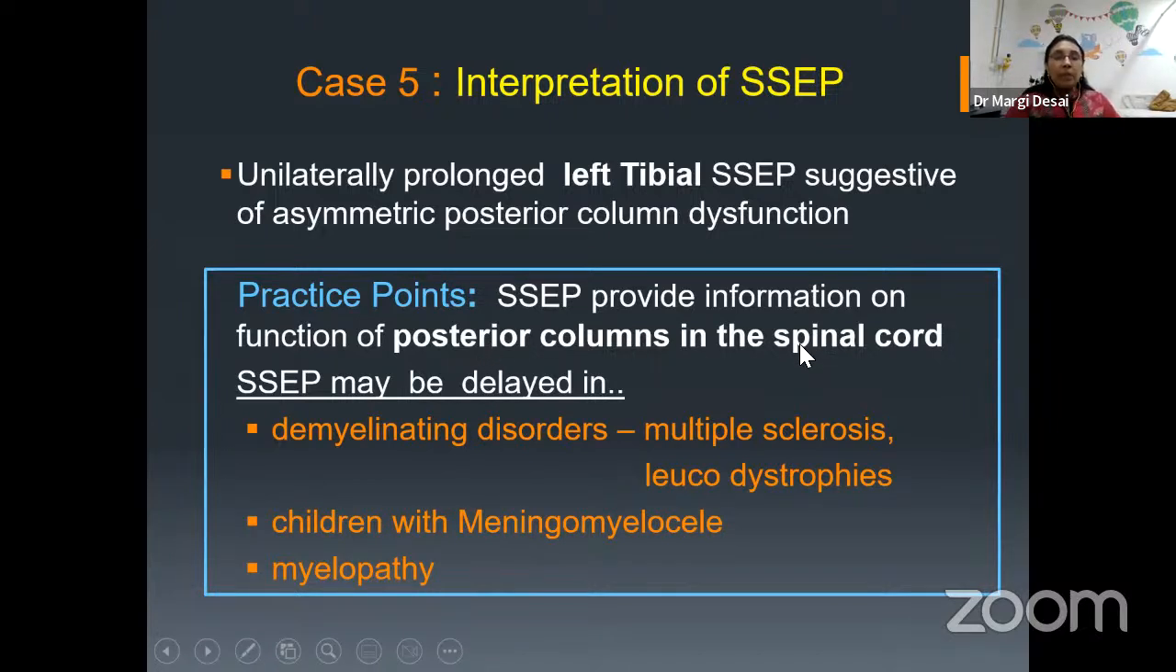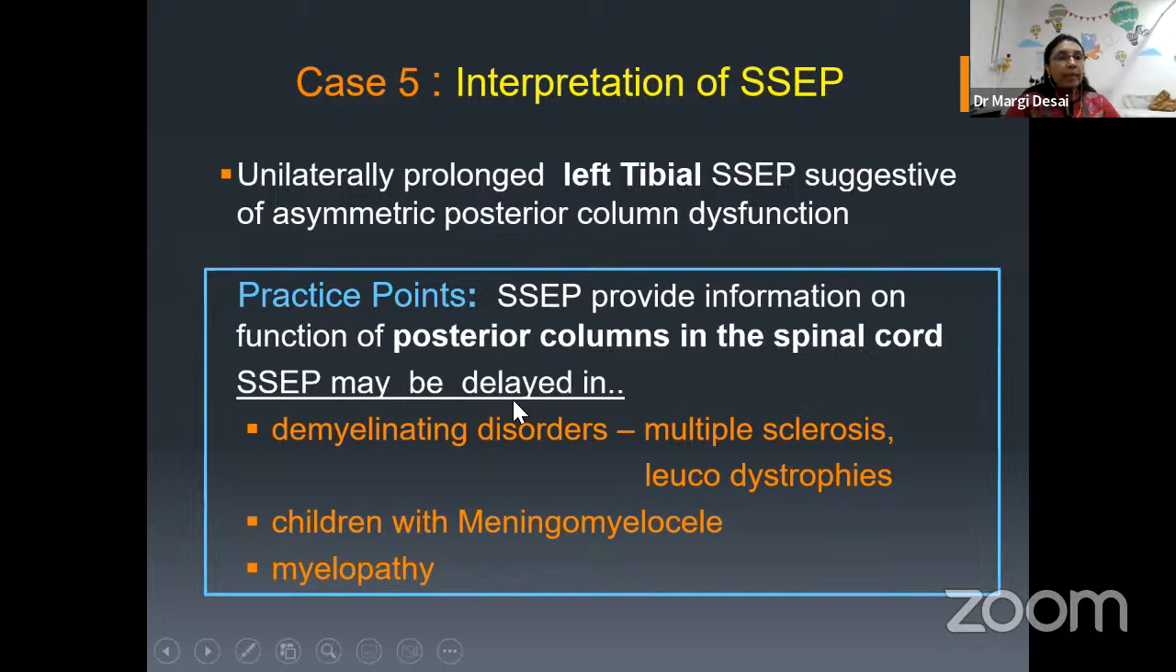In our case, the child has meningomyelocele, so there is disruption of the posterior columns, and because of that, her left tibial SSEP is prolonged. So SSEPs are often abnormal in children with spinal defects.